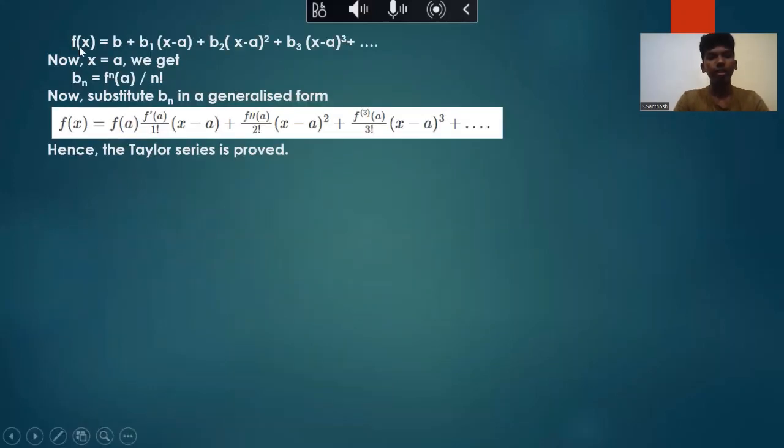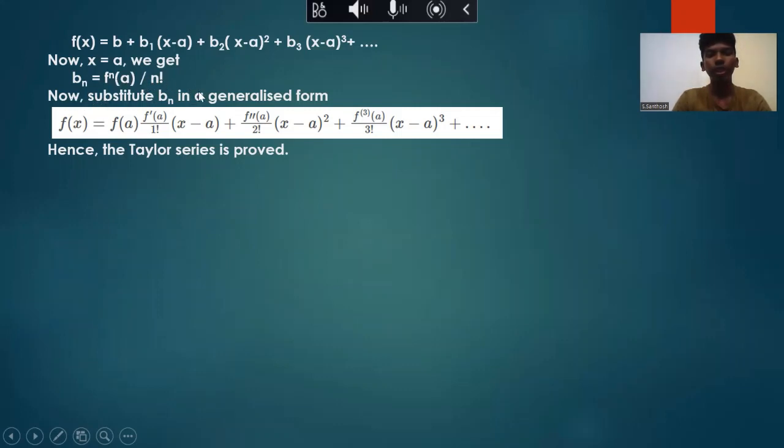Here you can see that f of x equals b0 plus b1 of x minus a plus b2 of x minus a whole square plus b3 of x minus a whole cube and so on. So now if x equals a, we get that bn equals the nth differentiation of f at a divided by n factorial.